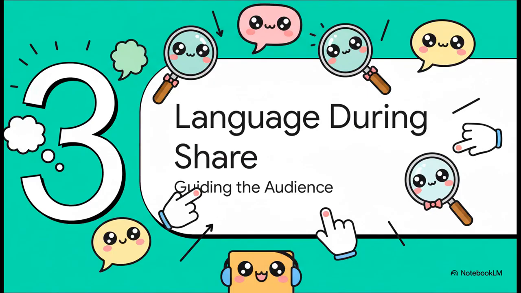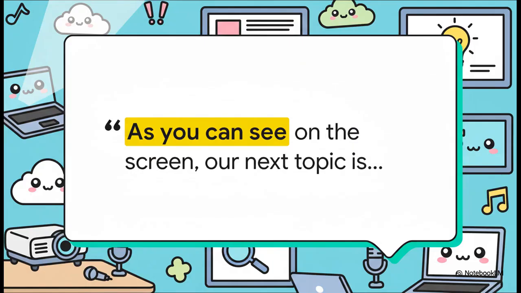So you've announced what you're doing, and your screen is now shared. What do you say in that moment? Let's talk about the language you need to guide the audience while you're sharing. A simple phrase like this is so important. It physically directs people's attention and connects what you're saying to what they're seeing. You're making sure their eyes and their ears are on the same page.